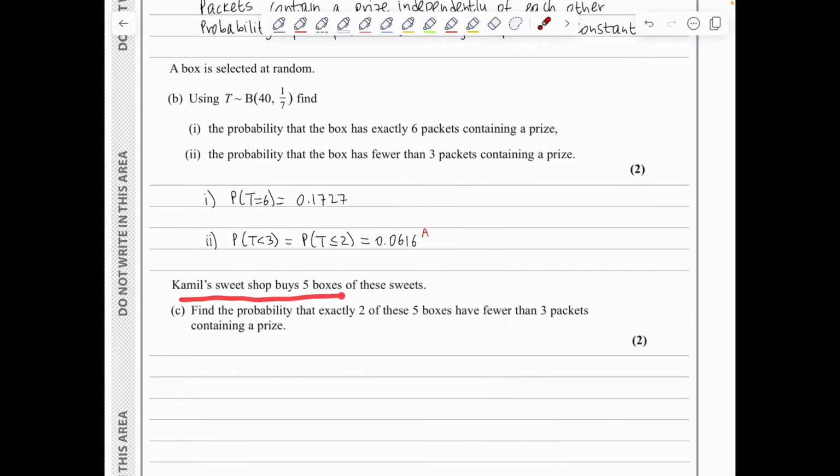Camille's Sweet Shop buys 5 boxes of these sweets, and we need to find the probability that exactly 2 of these 5 boxes have fewer than 3 packets containing a prize. So we are now looking at the number of boxes containing fewer than 3 packets that contain a prize. So I will actually start by defining a new random variable. It's x, which is the number of boxes with fewer than 3 packets that contain a prize. So we will be looking at 5 such boxes.